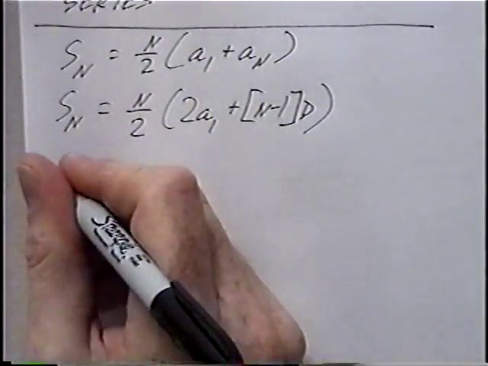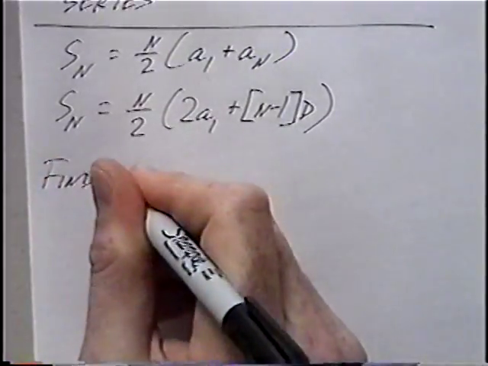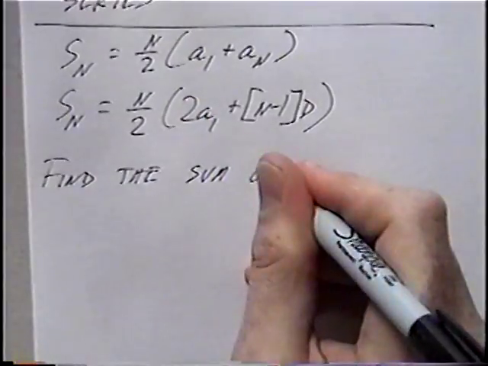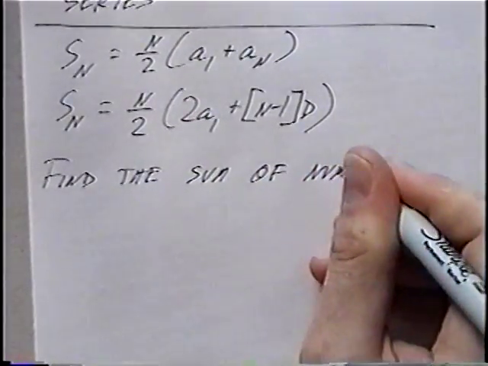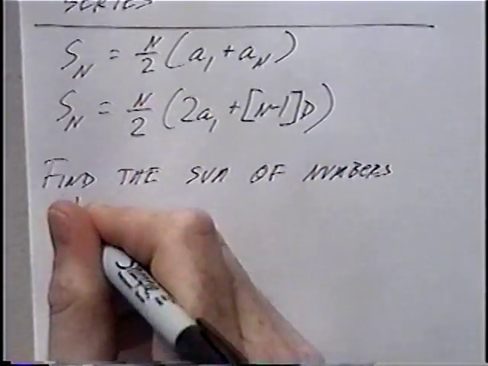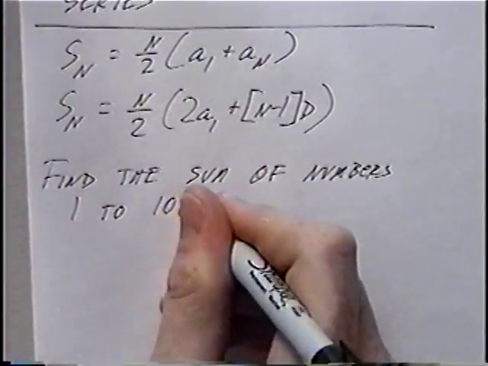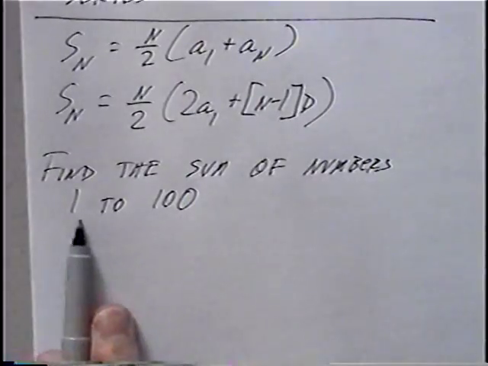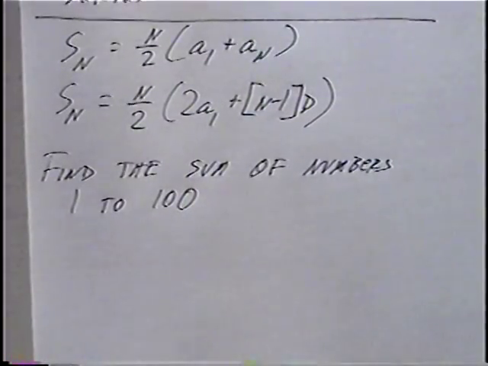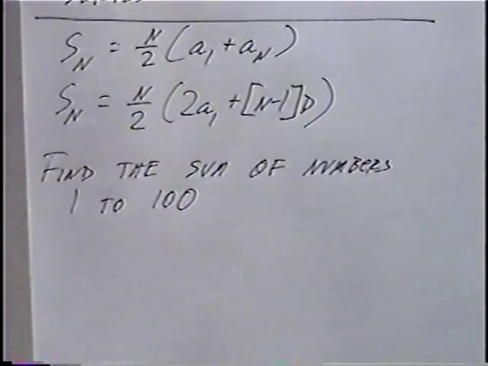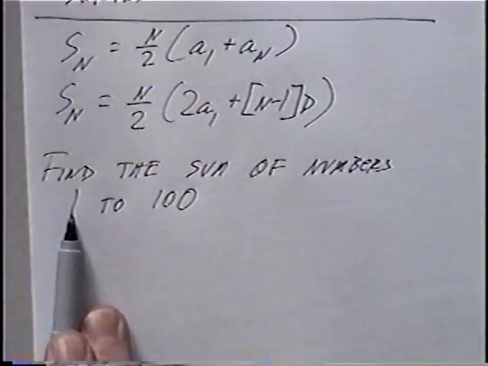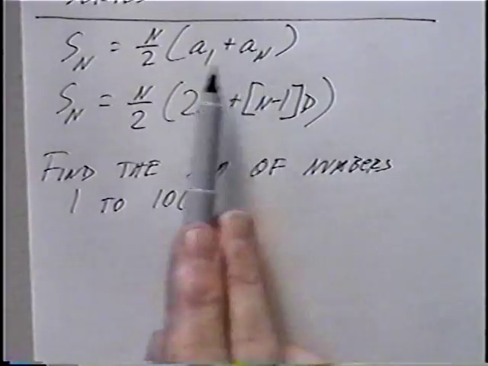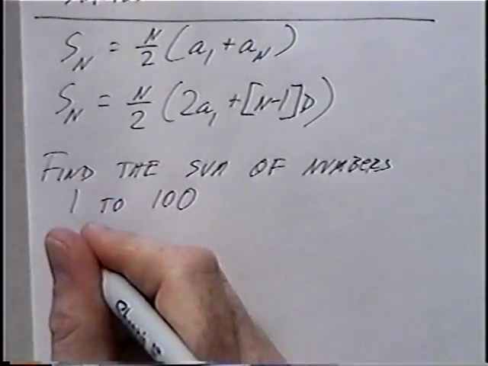First question, we're going to find the sum of the numbers 1 to 100. So for the sequence, we start at 1 and count all the numbers up to 100, and we're going to find the sum or the total of all those numbers. In this case, we know the first term and we know the last term, which would be a sub 1 and a sub n, so we'll use the first formula.